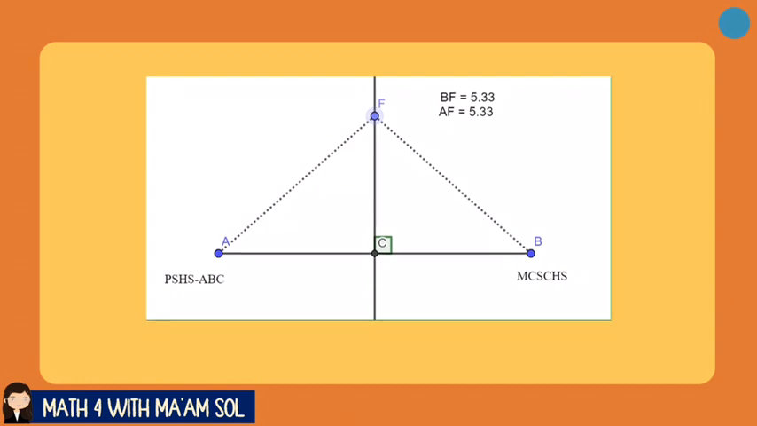In this GeoGebra animation, we could see that at any point along that perpendicular line, the distances between the jeepney and the two schools are equal. This now solves our problem.